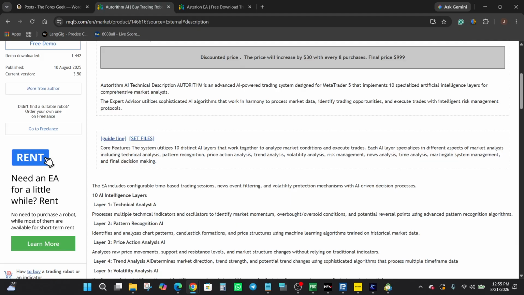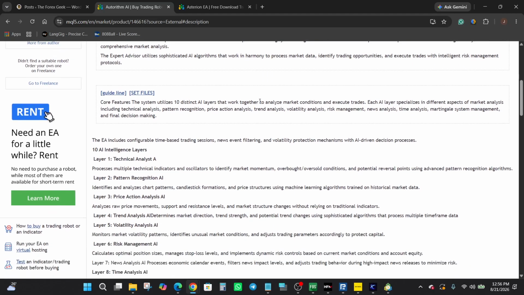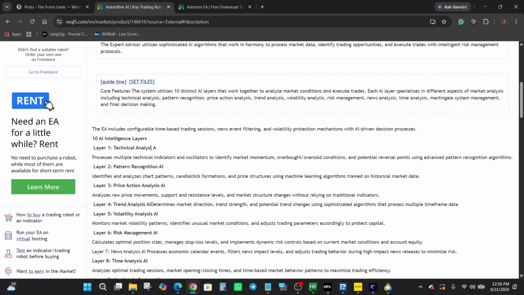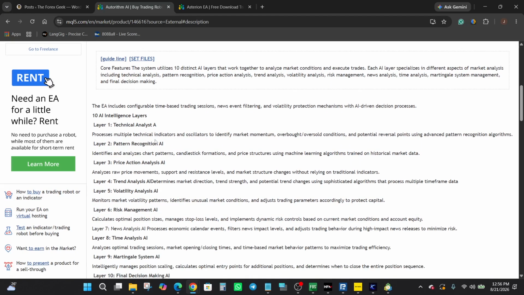So let us go through those layers, because this is where most of the technical information about the EA is provided. The first layer is called Technical Analyst AI. According to the developer, it processes multiple technical indicators and oscillators to analyze momentum, overbought and oversold conditions, and potential reversal points. The second is Pattern Recognition AI, which the listing says identifies chart patterns, candlestick formations, and price structures using machine learning algorithms trained on historical market data.